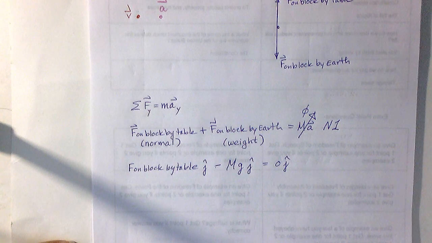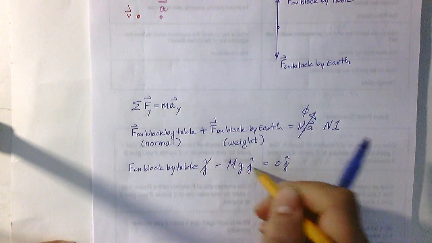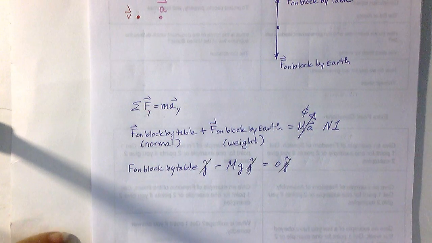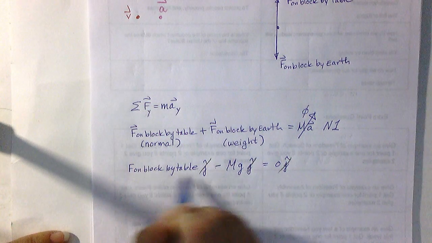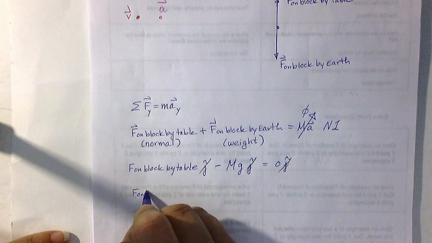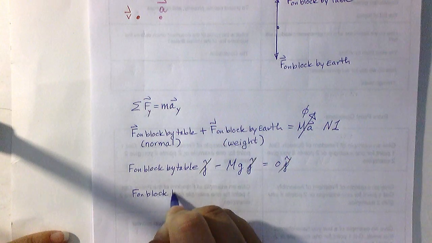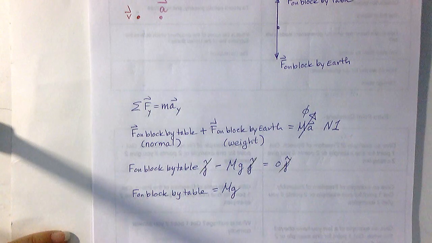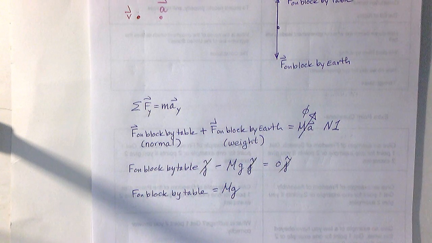Now I'm going to cross out the unit vectors. How can I do that? I'm just dividing both sides by j hat. And notice that they all drop out. Okay, so now I'm going to solve for the magnitude of the normal force. I have force on block by table is equal to mg. So in this case, the normal force magnitude is equal to the magnitude of the weight.